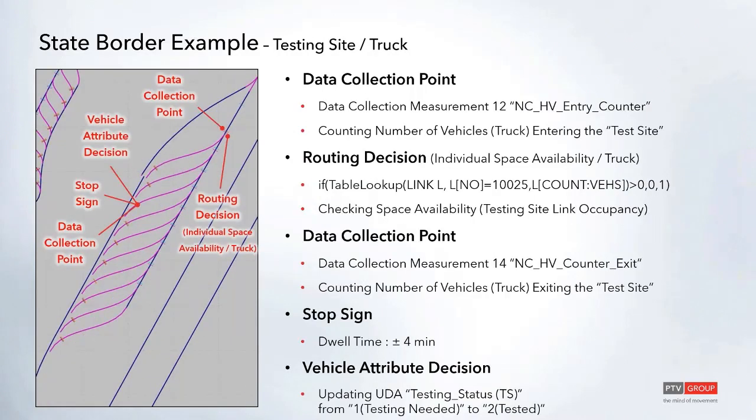And so here's kind of a look at the truck testing center. So as the trucks enter, they will do the same thing where they just go to the first available space based on the occupancy set up in the routing decision formulas. And then again, they have kind of that stop sign and the final vehicle attribute decision and data collection points set down on those connectors.